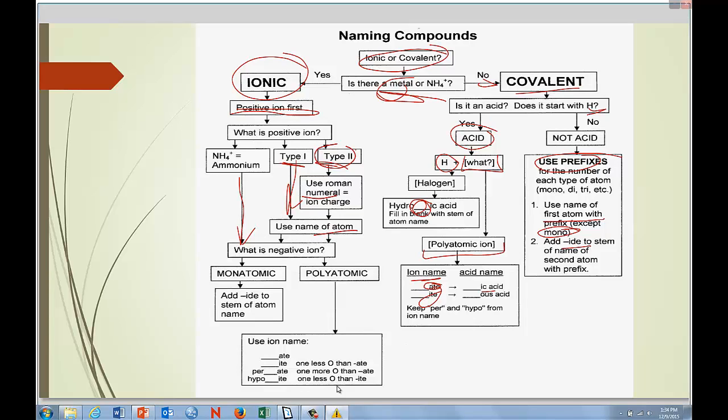Then you figure out what the negative ion is. If it's a monatomic one, you end it in ide. If it's polyatomic, you figure out what the polyatomic ion is. Remember to memorize your polyatomic ions. You will not be given a list of those on the test. So let's do some practice ones.